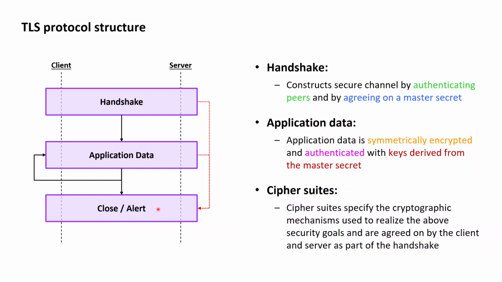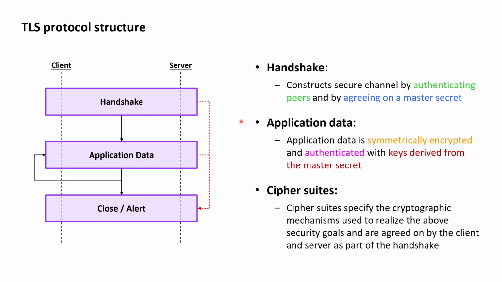From a cryptographic point of view, the by far most interesting TLS subprotocol is the initial handshake protocol. This handshake protocol is responsible for constructing the confidential and authentic channel between the client and the server. For this, the handshake protocol authenticates the peers involved in the connection and provides the means for the peers to agree on a master secret. Once a successful handshake finishes, the peers involved in the connection are authenticated and have agreed on a shared master secret. The application data exchanged later on between the peers is then symmetrically encrypted and authenticated with keys derived from the master secret.